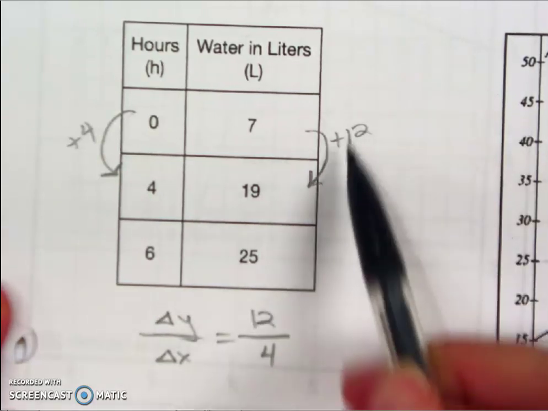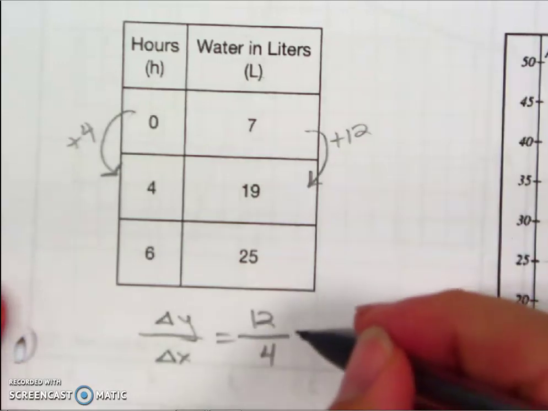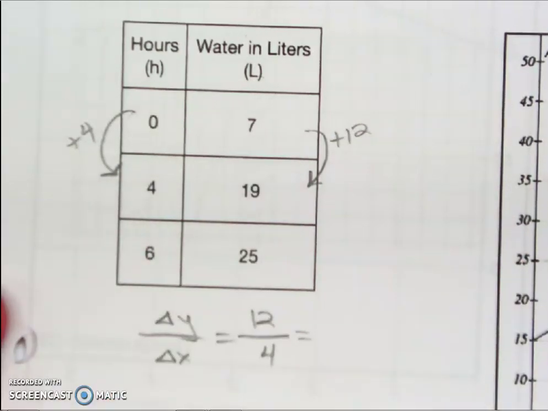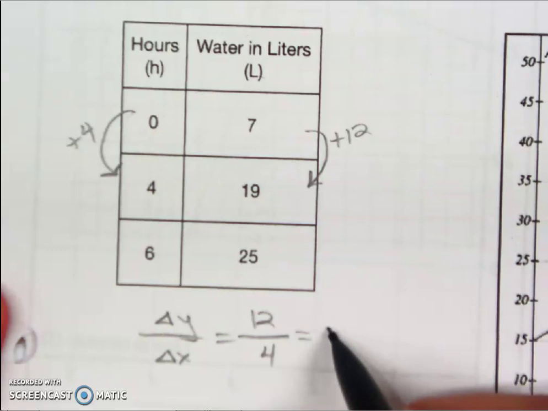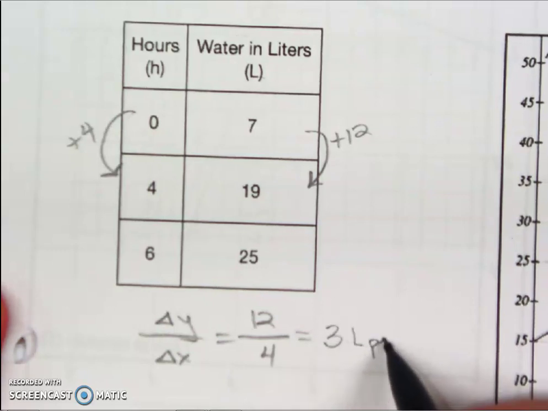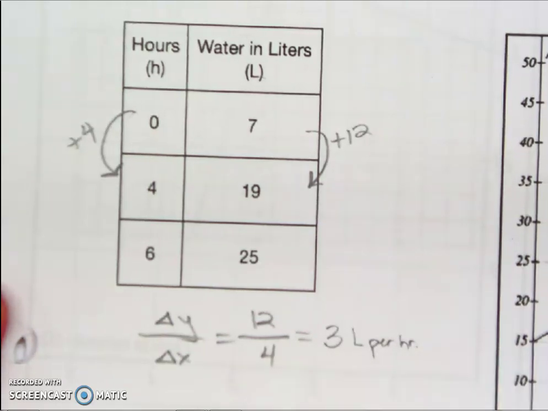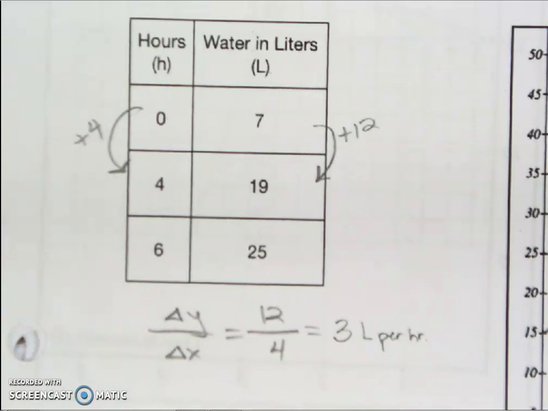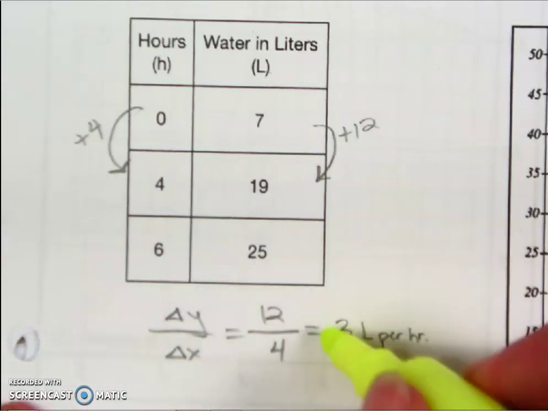Well, what's that standing for? 12 liters in 4 hours. So it gained 12 liters in 4 hours, which means if I reduce that, that's going to be 3 liters per hour. So I could write it that way. So for the table, we have the slope is 3 liters per hour.